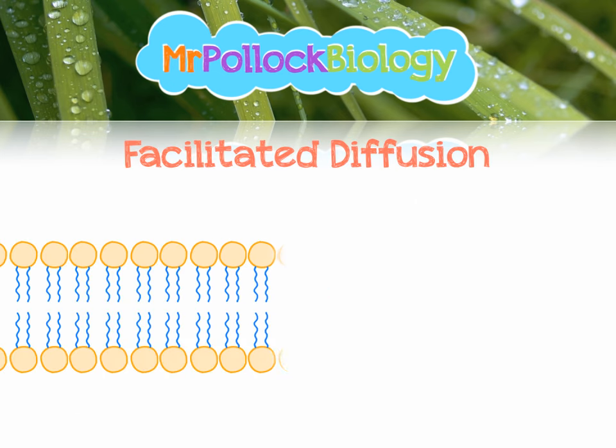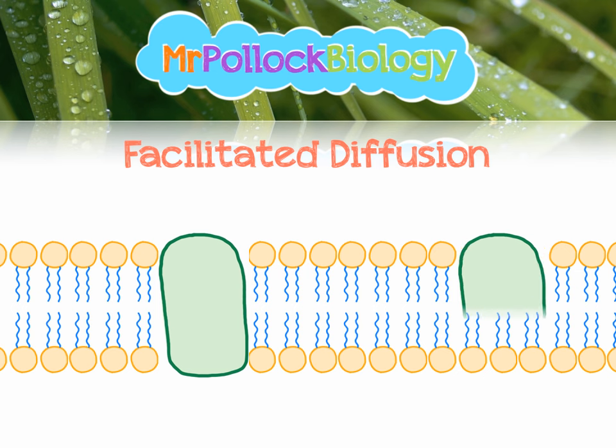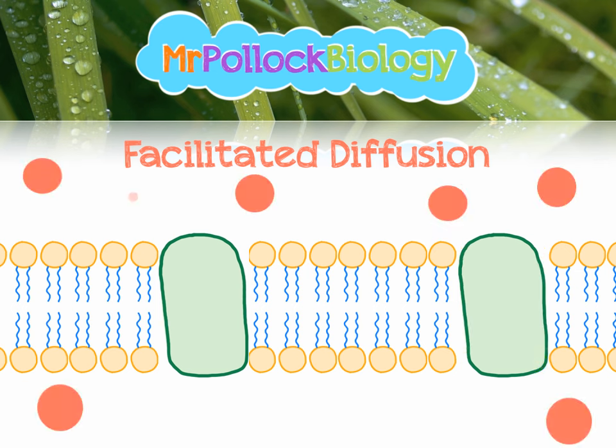Now, facilitated diffusion has much in common with simple diffusion, except it requires these things called carrier proteins. And here we see that these larger molecules move through the carrier proteins. Still, we're moving from high concentration to low concentration, but the only difference is that these carrier proteins are required to allow these large or charged molecules to pass across the membrane.